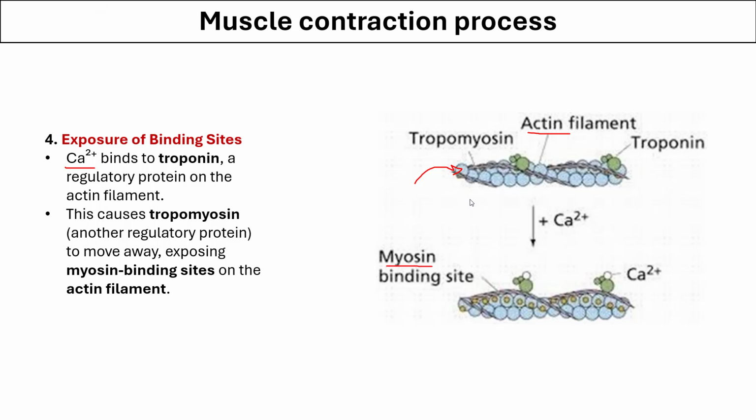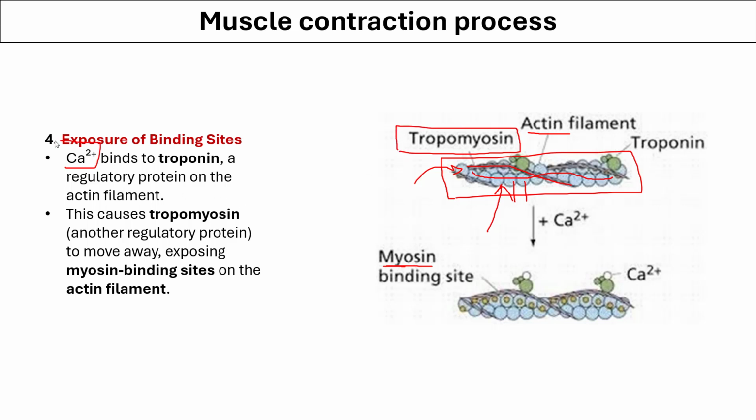What you're seeing here in the picture is only a thin filament. These are actin proteins and they are making a thin filament. But myosin protein, which is not visible in this picture, has to come and bind with the actin protein. But the problem is the binding sites of actin protein are covered by another protein called tropomyosin.